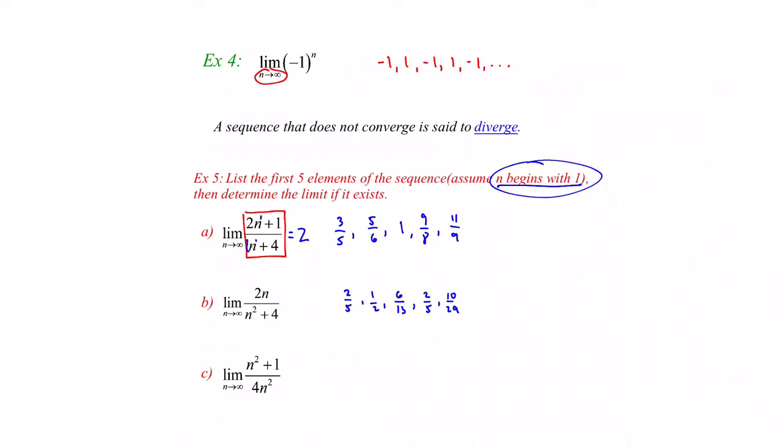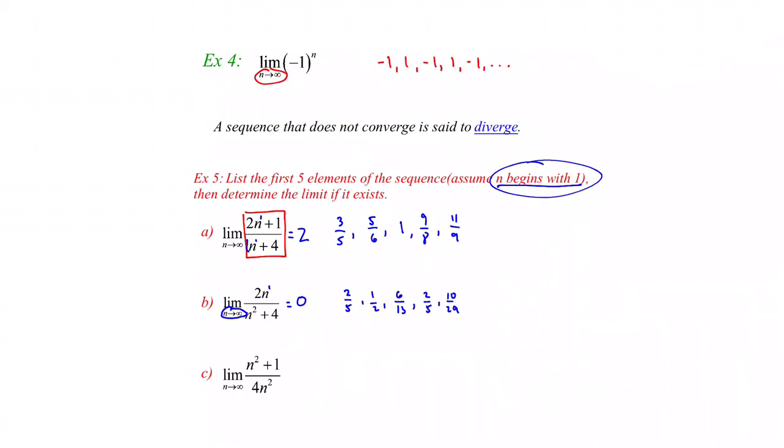Once again, as you look at the sequence, 2/5, 1/2, 6/13, 2/5, and 10/29, what is this number getting closer and closer to? It's very difficult to see that. So we do what we did a second ago and look at the degrees. The degree on top is 1, the degree on bottom is 2, so the horizontal asymptote of this rational expression is y equals 0. Therefore, as n goes to infinity, the limit approaches 0.